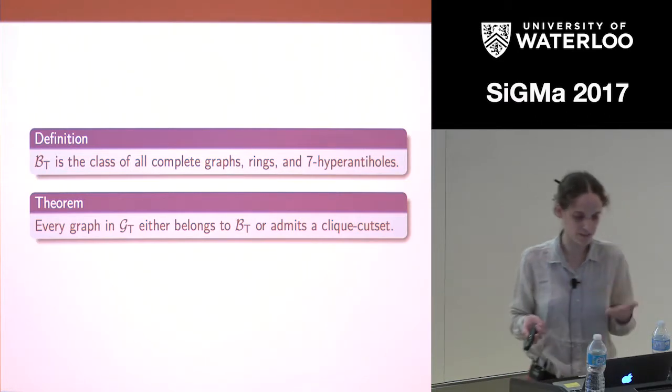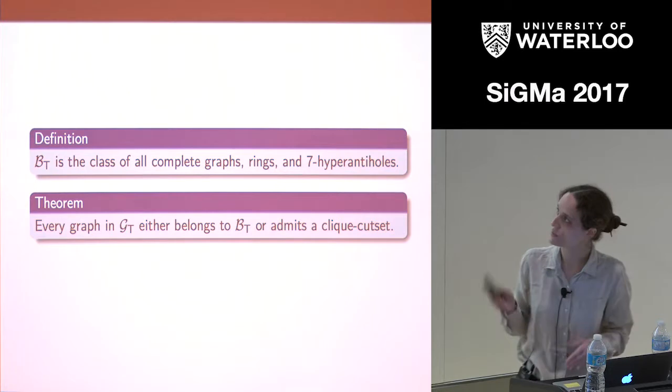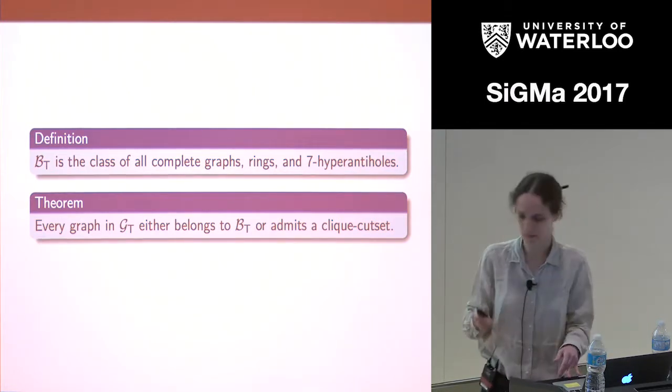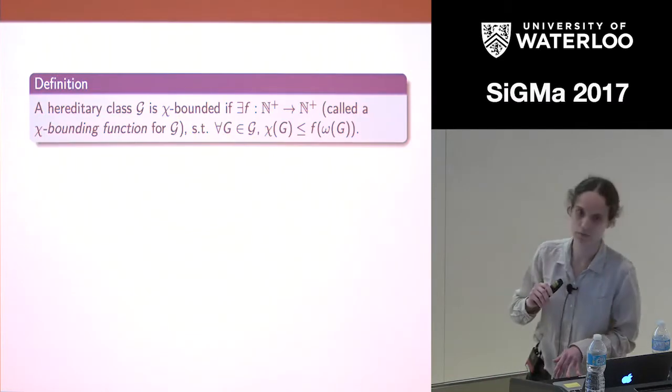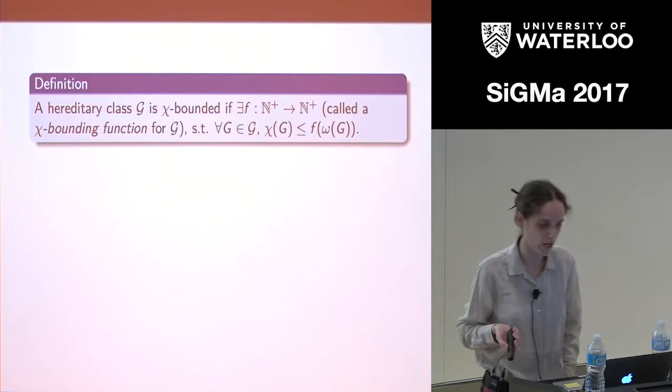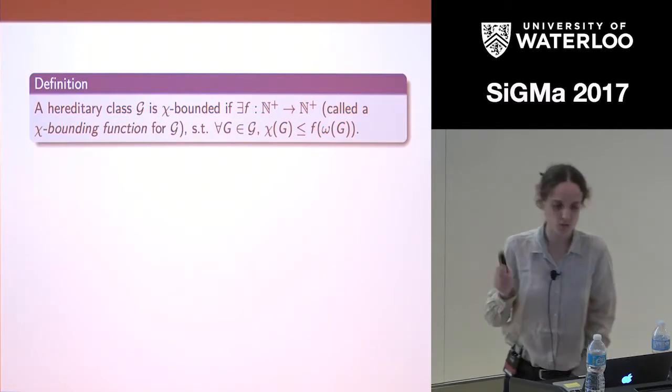And the theorem says that every graph in GT, so this is a twin wheel only class, either belongs to this basic class BT or admits a clique cutset. And then the fourth class, I think I'm going to skip just to save some time because I want to move on to chi-boundedness. So first of all, what's chi-boundedness?